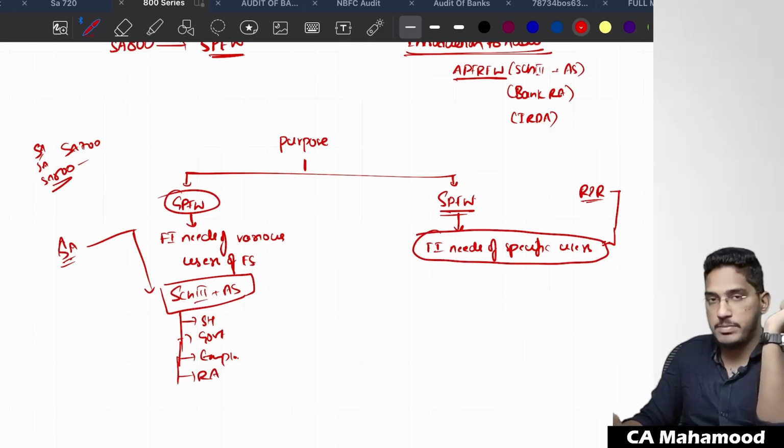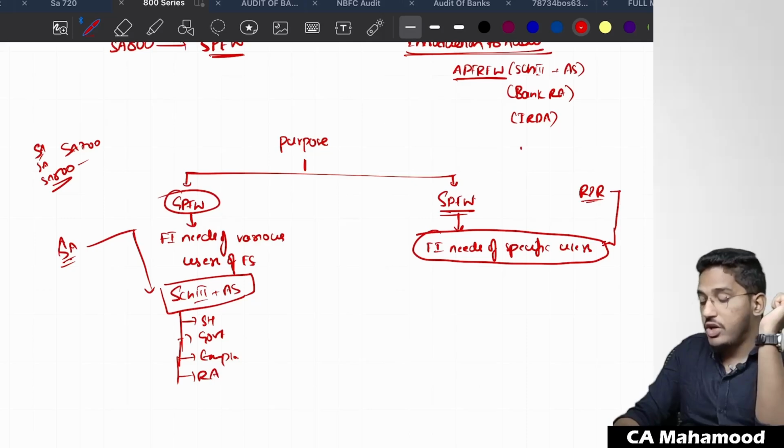Which are prepared as per special purpose framework. So sometimes as an auditor, you are called upon to conduct the audit of this kind of special purpose financial statements.